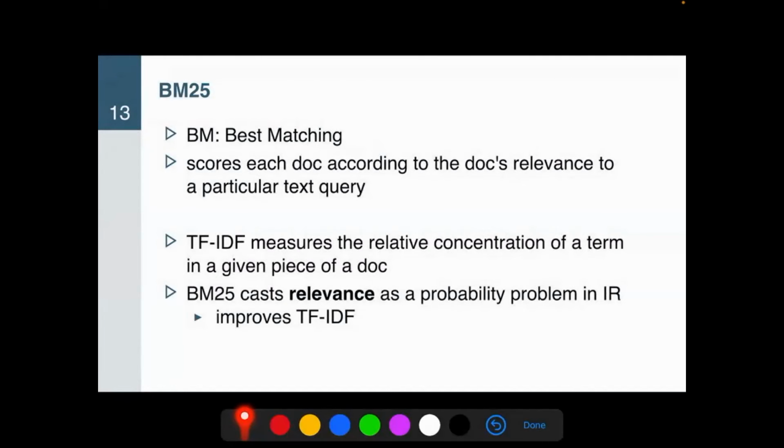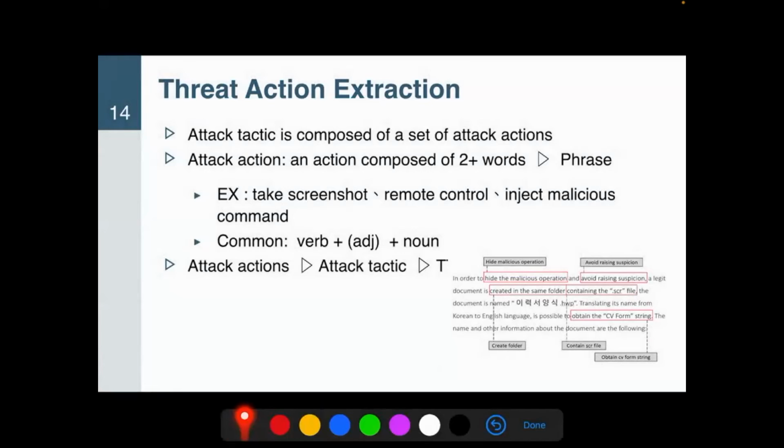BM25 means best matching. It scores each document according to the document's relevance to a particular text query. Compared to TF-IDF, it measures relative concentration, but BM25 casts relevance as a probability problem, so it improves on TF-IDF. We want to apply different models to see which one is the best for our proposed research method. That's why we study those different models and will apply them to our research.